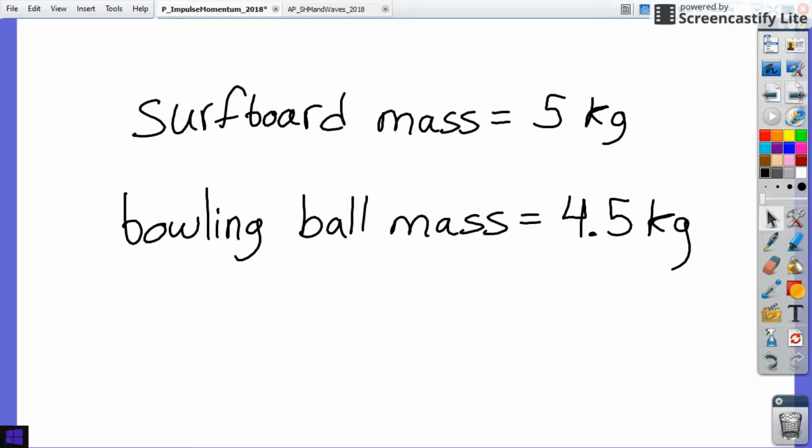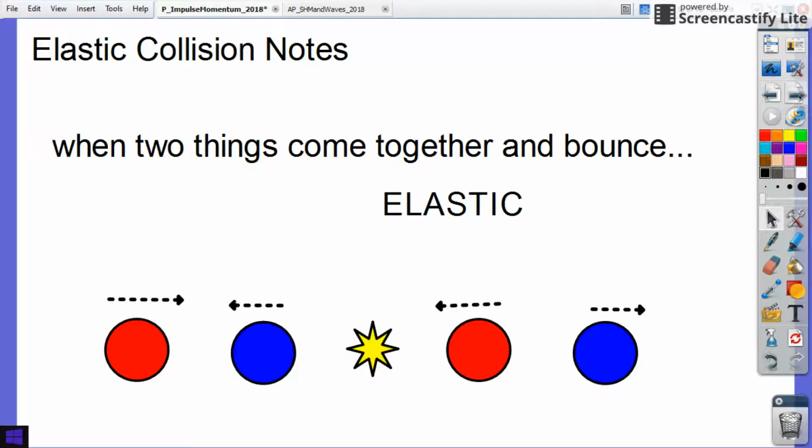So let's now move on and talk about elastic collisions. I believe you took notes on elastic collisions on page 50. I might be wrong on that, though. An inelastic collision is where two things come together and become one thing. An elastic collision is where two things come together, bounce off each other, and are still two separate things. Check out the pretty picture. They're coming together, smack, they come apart.